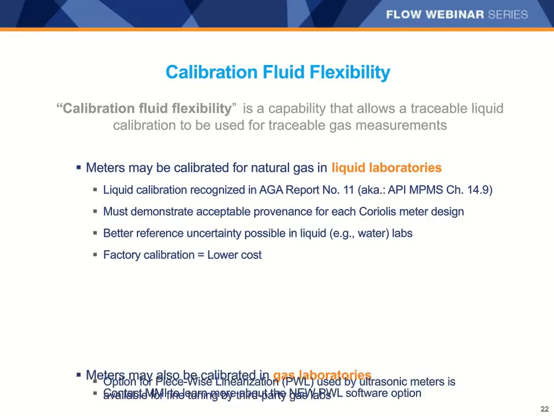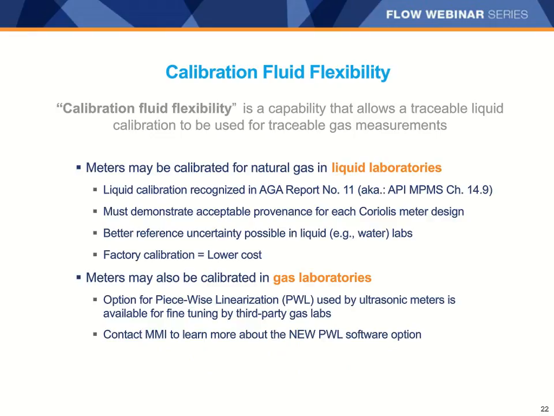Even though it's possible to bypass a gas lab calibration altogether, if one is desired, it can and often is the case that operators will still choose to invest in a gas calibration by sending the meters to a gas lab. In fact, for customers that wish to apply the standard practice they use for calibrating ultrasonic gas meters in third-party gas labs now, Micromotion meters may now be ordered with a software option that allows the gas lab to apply a multi-point piecewise linearization, commonly referred to as PWL adjustment. That is identical to the adjustment method used for ultrasonic meters.